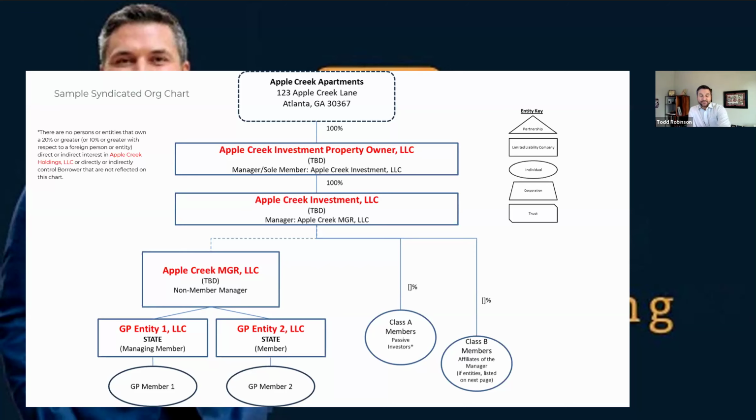Your Class B member has to be an affiliate, but we separated out the fees and the promote for tax purposes. Fees get treated as ordinary income at a higher tax rate, and your promote gets treated as capital gains at a lower tax rate, because it's usually going to be higher. So your fees in this instance will go to Apple Creek Manager.